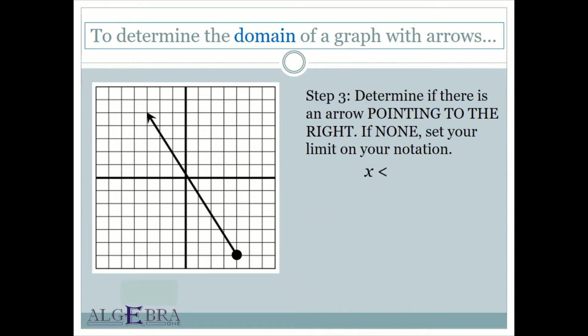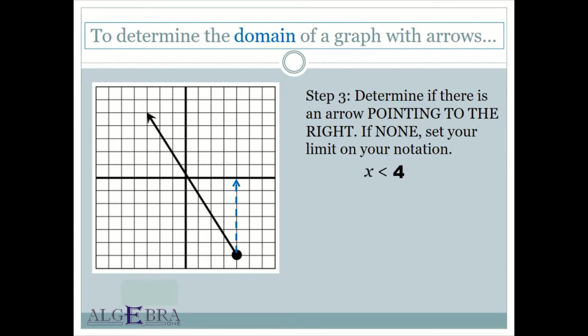Then we move to the right and we ask ourselves, do I have an arrow or do I have an endpoint? Here at the right side, we have an endpoint. So we're going to follow it up to the x-axis, see what our x value is. Here, this point hits the x-axis at a positive 4. So we're going to fill that into our notation.